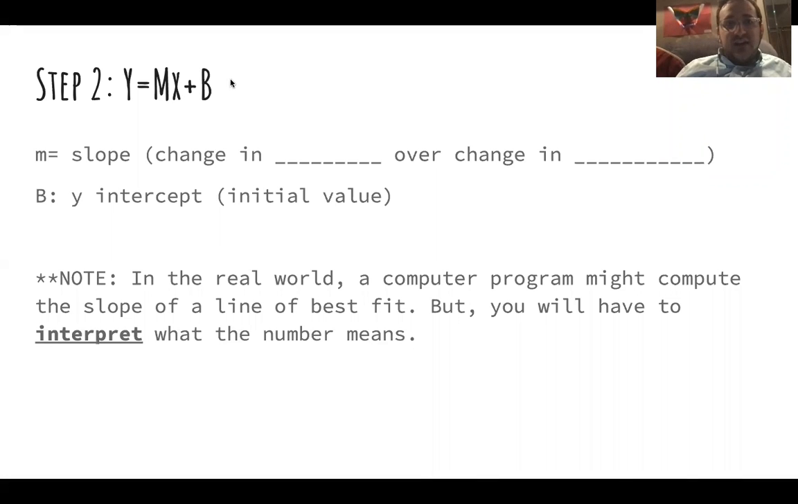All right, step 2 to getting a 500 or higher on the MAP SAT is knowing and applying the equation y equals mx plus b. So we like to use linear models in real life to predict things.